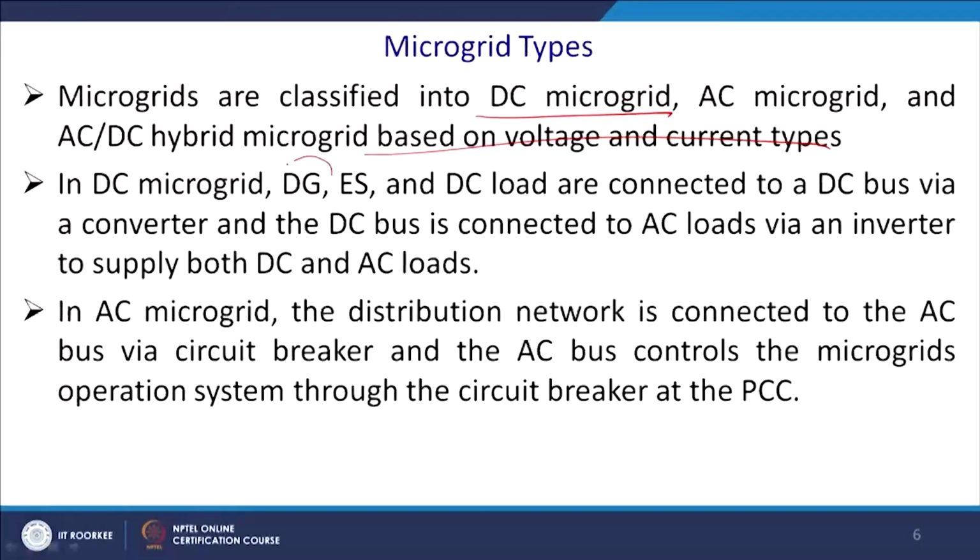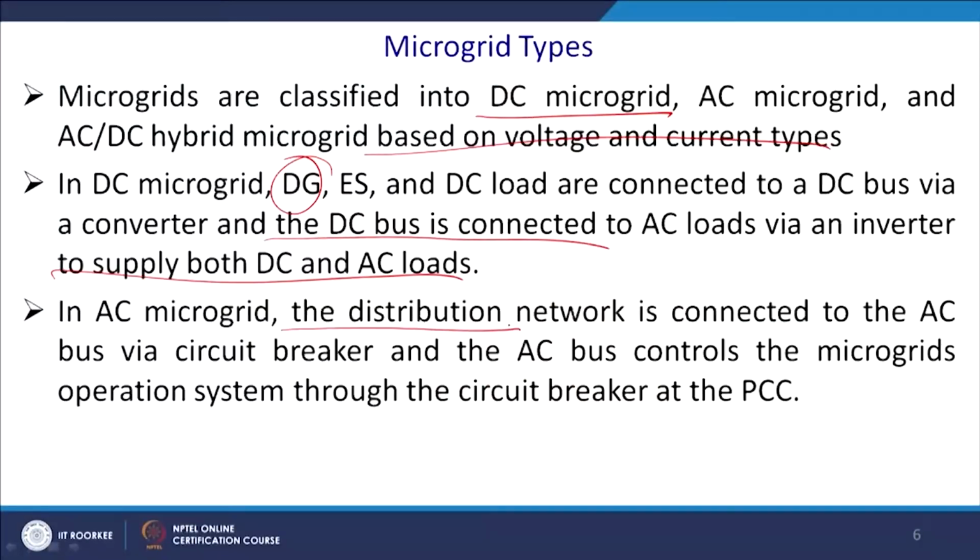In a DC microgrid, the DGs, distributed generation, and the energy storage and the DC loads are connected to a DC bus via converters, and this DC bus is connected to the AC load via an inverter to supply the DC and AC loads respectively. So, we may have a conversion, and that is useful also, because once you are converting AC to DC and thereafter to AC, you are throwing garbage to your AC system. Once you are converting only DC to AC, that entity is missing.